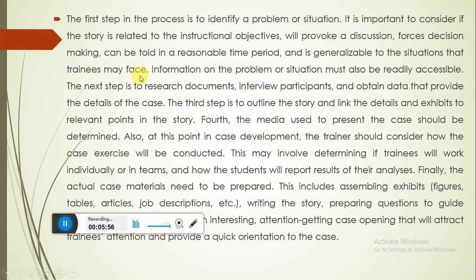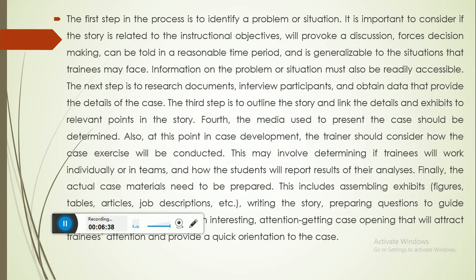The first step in the process is to identify the problem or situation. It's very easy. The first stage, as I said, you find or identify the problem, the case, and also the situation regarding the case. It's important to consider if the story is related to the instructional objective, will provoke a discussion, force decision making, can be told in a reasonable time period, and is generalizable to situations that trainees may face. Information on the problem or situation must also be readily accessible.